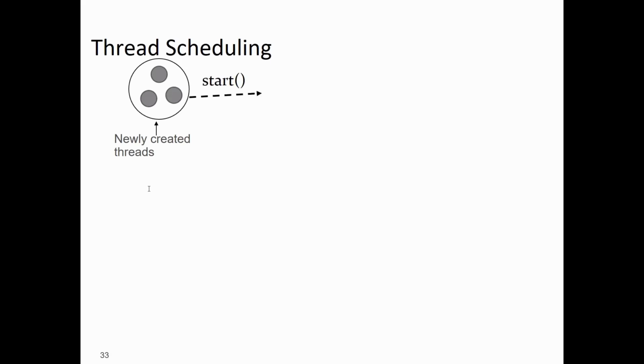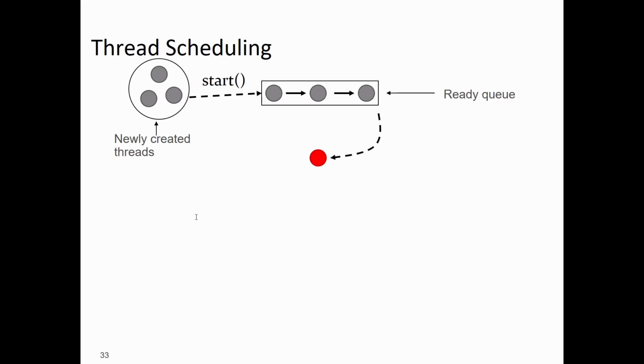We create a thread and then call a method called start on it. What does start really do? Start creates some resources, some data set, and puts that object in something called the ready queue of threads. So we have a queuing system, and threads are stored there. Each thread is taken from the queue one by one, and run.